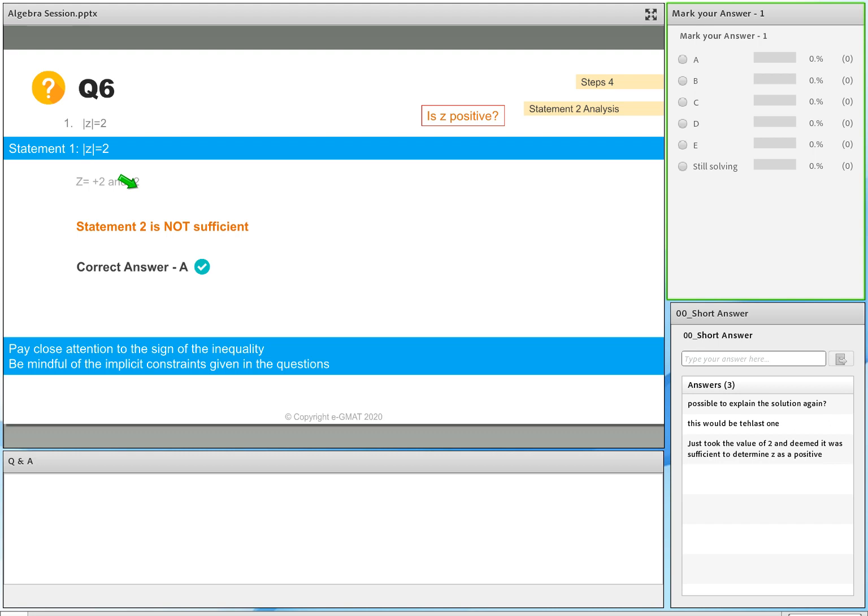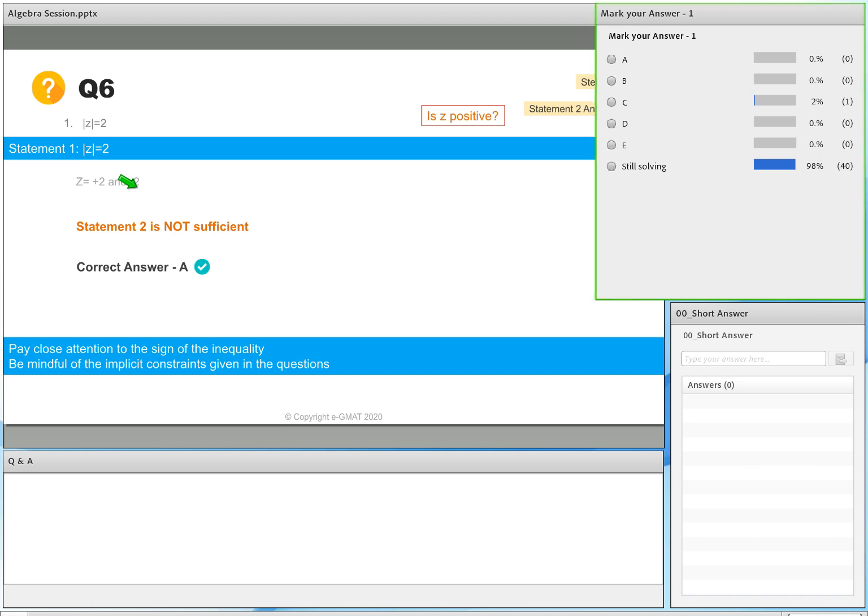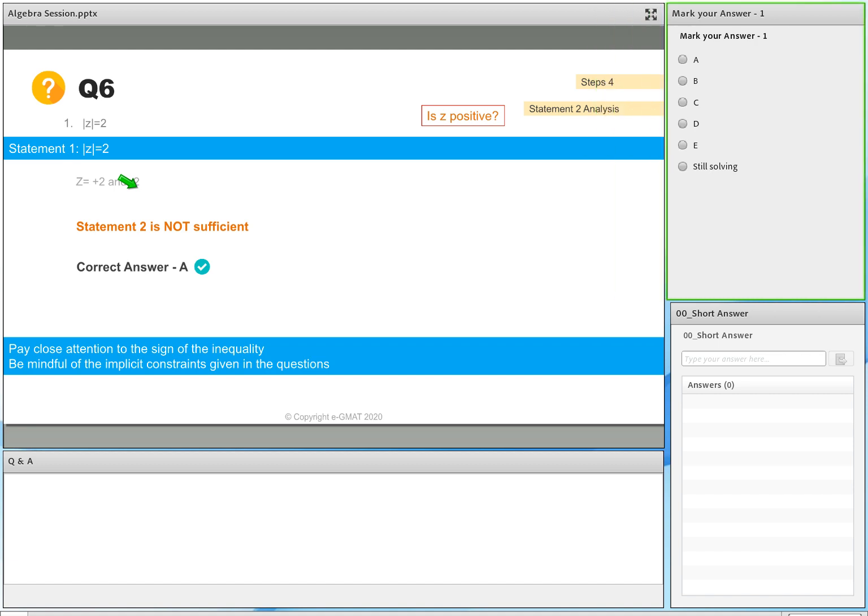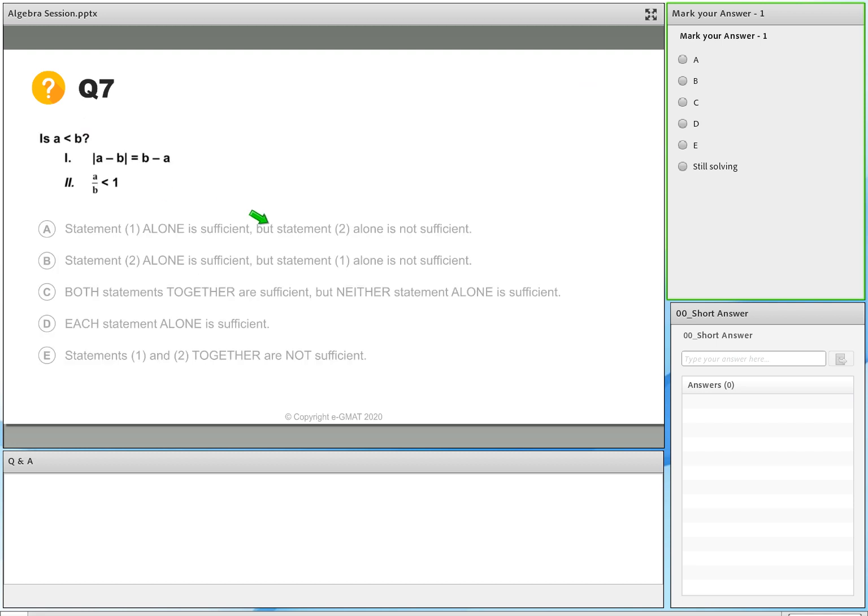Okay. Question number 7. Now we're all going into that. I've reopened the poll. Please mark still solving. Let's get there. All right, everybody. Here's number 7. Good luck.